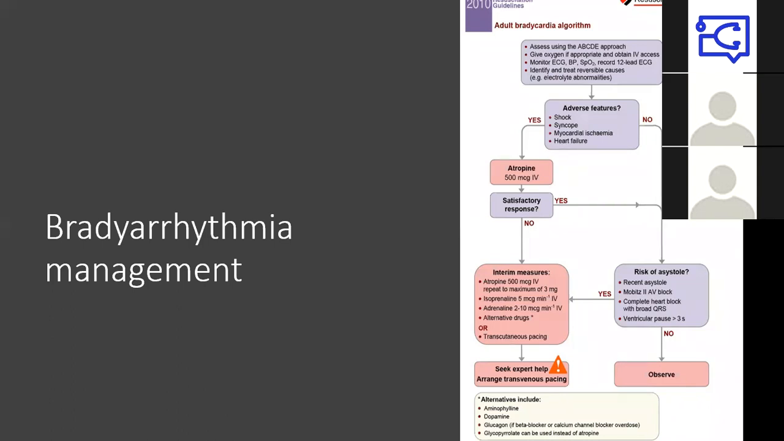The point is, what you're looking for is whether there is a satisfactory response. And it's about buying you time. Now, you can repeat this measure up to around 3 milligrams, so that's 6 times.